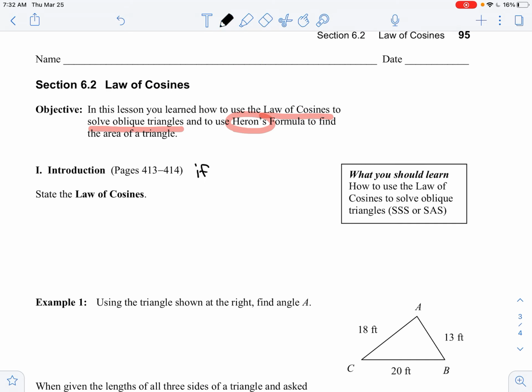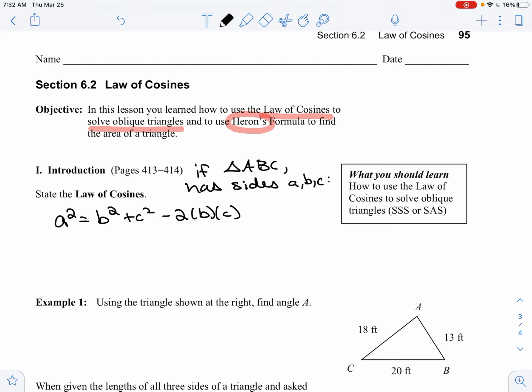So if triangle ABC has sides little a, little b, little c, the law of cosines says this: a squared equals b squared plus c squared minus 2 times b times c times the cosine of angle A. Notice that the outside side is opposite the angle that we listed.